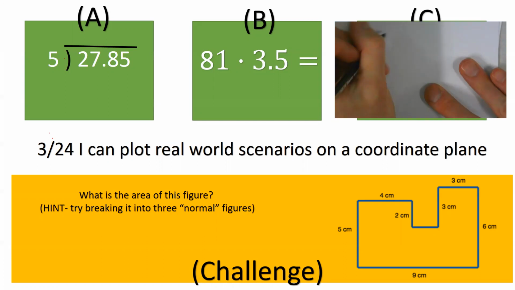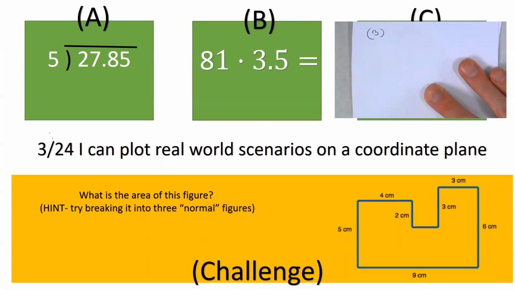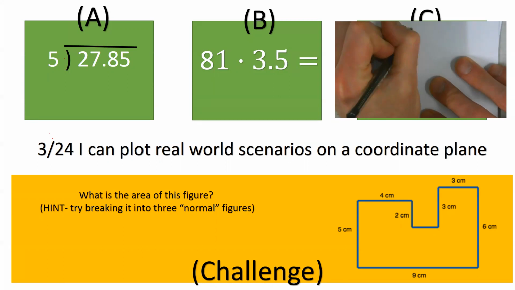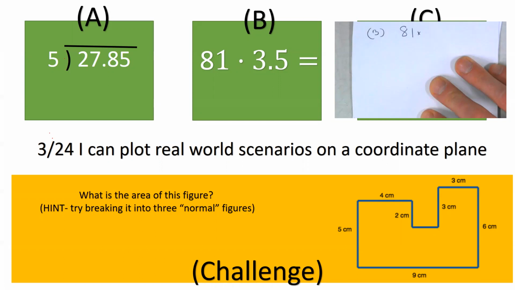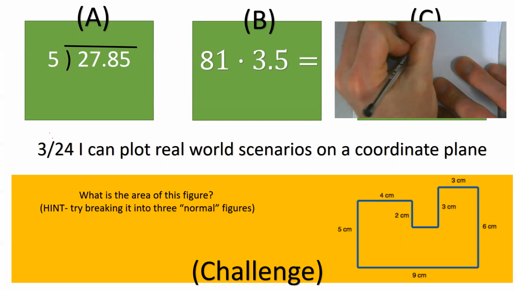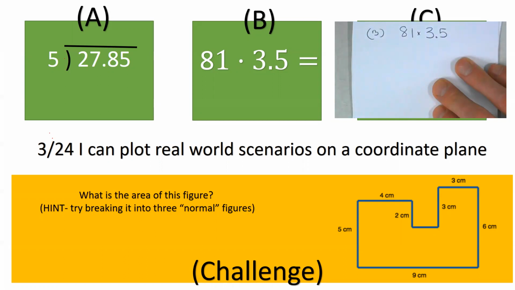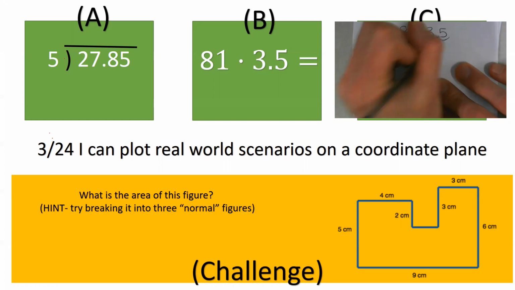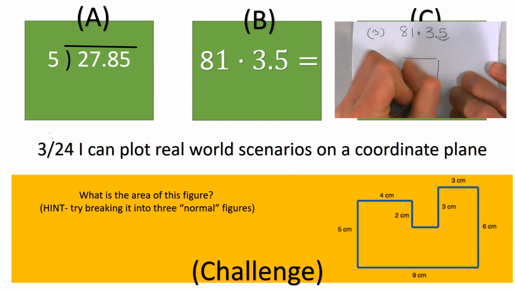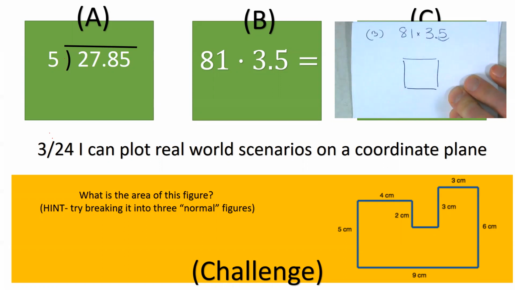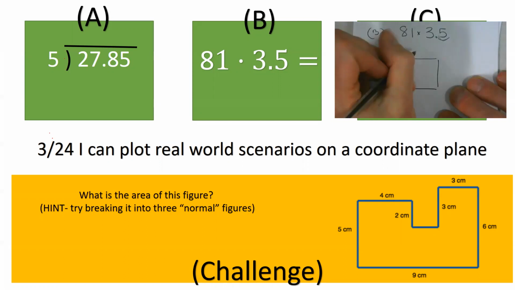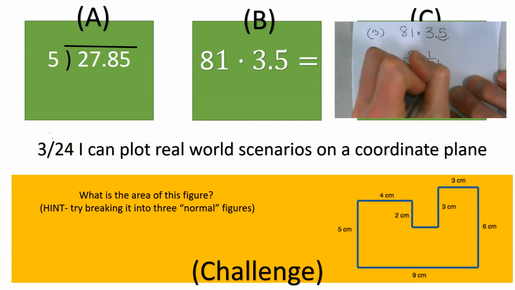B. 81 times 3.5. Uh-oh, we have a decimal. What's the rule of decimals with multiplying? Oh, yeah, ignore it. Use whatever method. You are the best at double-digit multiplication. I like lattice method.